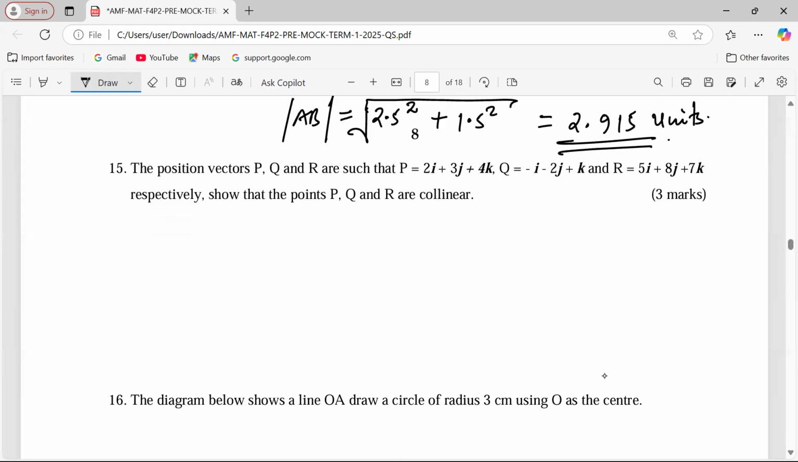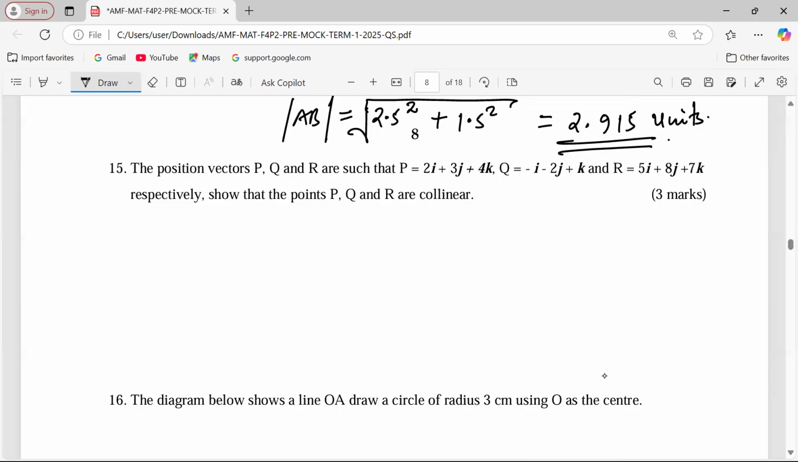The position vectors p, q, r are such that p equals 2i plus 3j plus 4k, q equals negative i, negative 2j plus k, r equals 5i, 8j, 7k, respectively. Show that the points p, q, and r are collinear.